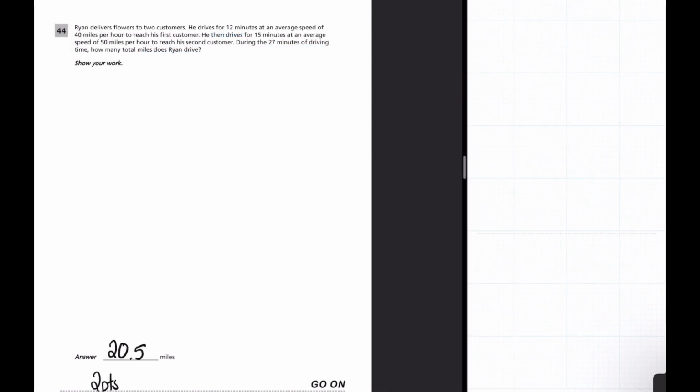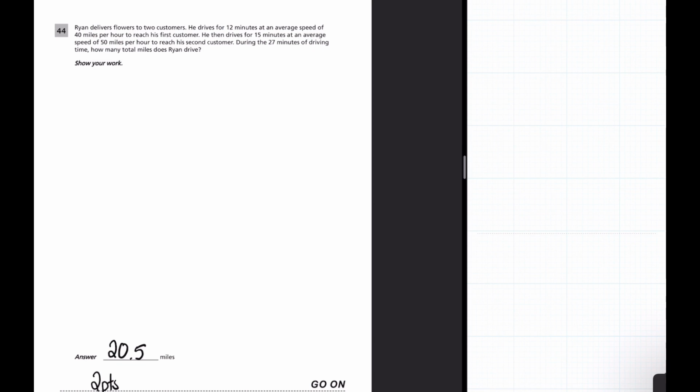Okay, 44 is also a 2-point question. Ultimately, you're getting 20 and 5/10 of a mile. So let's look at how you get that answer, how you show your work to get full credit. You can't just put 20.5 and get 2 points. That would only give you 1.